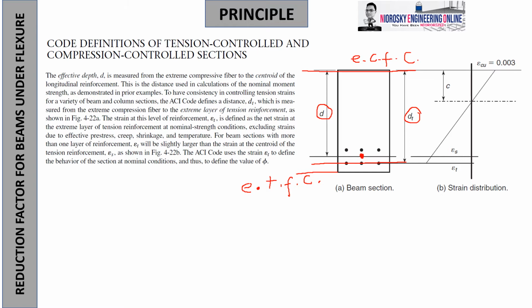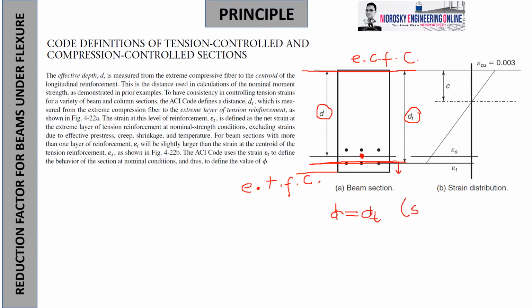So, meaning, the D sub T is always measured from the compression fiber of concrete extreme up to the last layer of reinforcement that is nearest to the extreme tension fiber of concrete para tayo mahirapan. So, when can be D is equal to D sub T? Kapag single layer reinforcement, no?